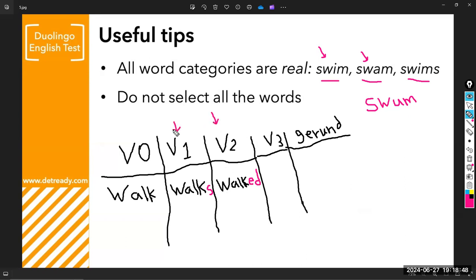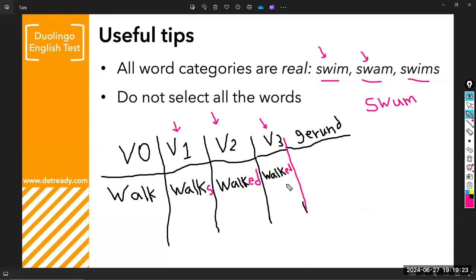The verb one is the simple present. Now, the verb three is the past participle. If you want to ask me about the verb three of walk, it is walked again. And I'm going to tell you why it is walked again. I have to add ed. Let me write it again because you want to see the page clearly. So this is walked with ed.